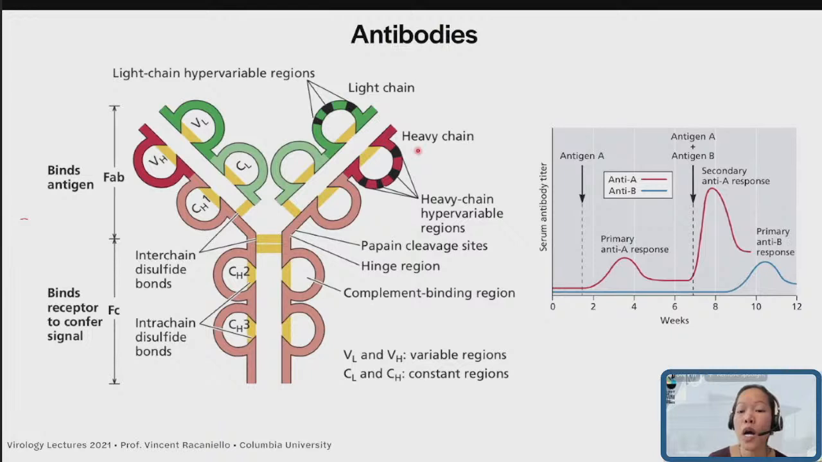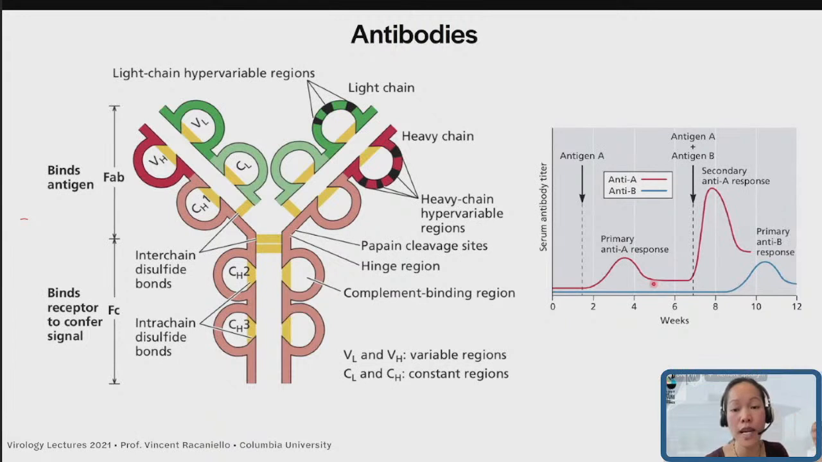So kapag may infection, yung serum antibody level ay nag-respond. So nakita natin na, for example, if this is a vaccination, kapag merong first dose ng vaccination, it doesn't happen immediately, but within 2 weeks, nagkakaroon ng stimulation ng primary anti-A response if you give an antigen A. And then usually ang antibody levels tataas siya, and then bababa din eventually. Because there is no need for that.